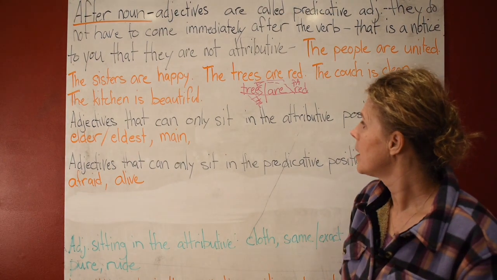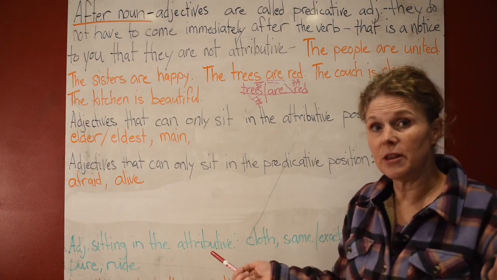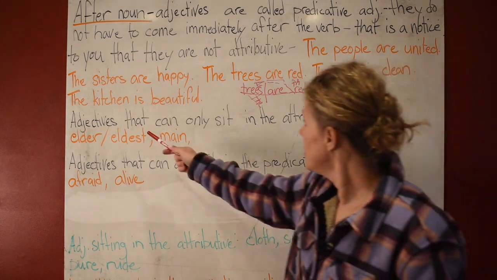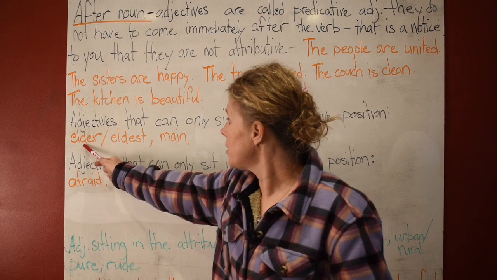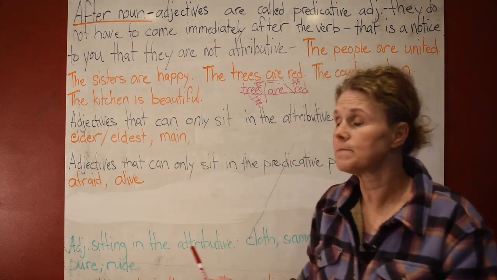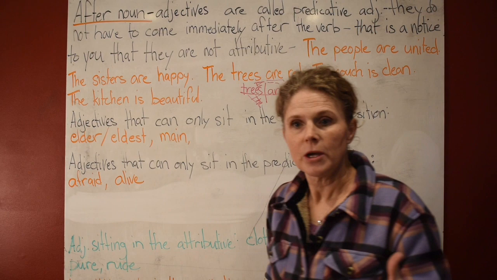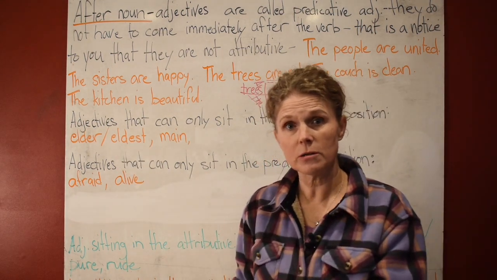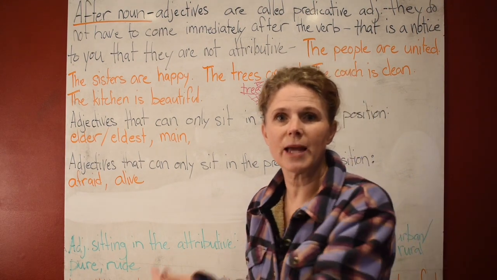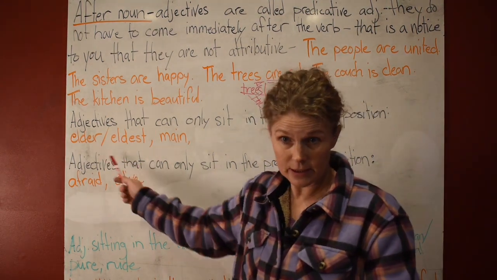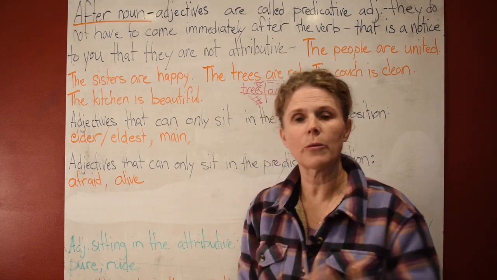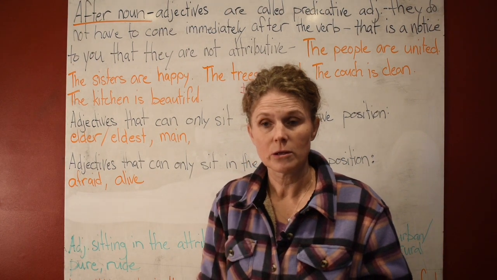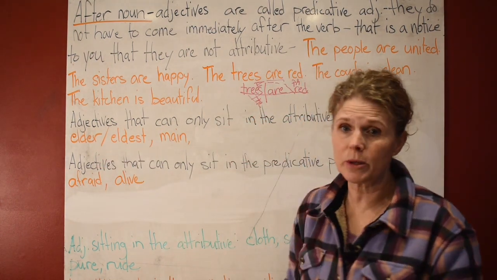Okay? So now there are adjectives that can only sit in the attributive position. Right here. This is one of them. Elder, eldest, there are more. But I just wanted to discuss this. So look, let's think about elder. So we can say the elder sister, but we can't say the sister is elder. Does that make sense? We can say the eldest brother, but we can't say the brother is eldest, right? That's goofy. So this can only sit in the attributive position.